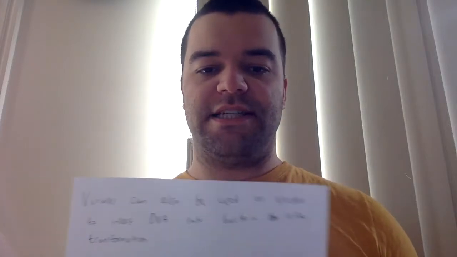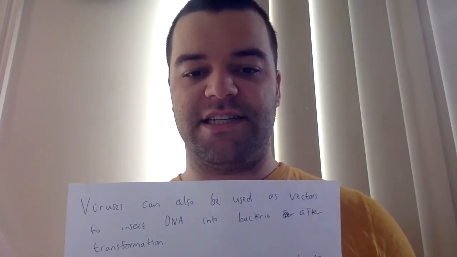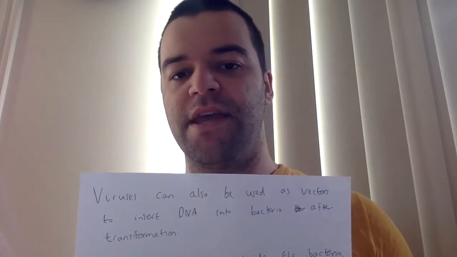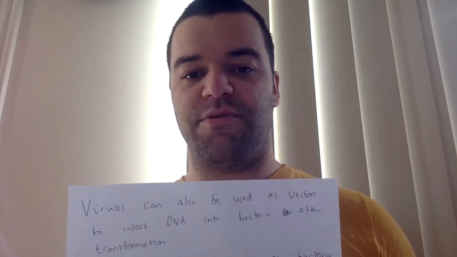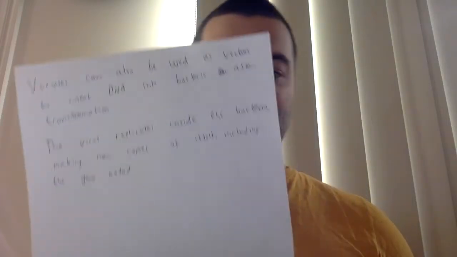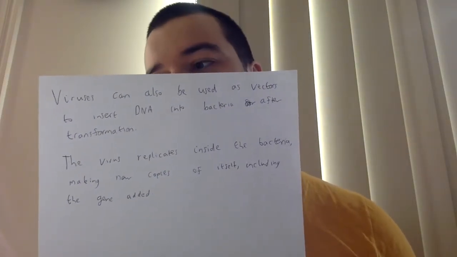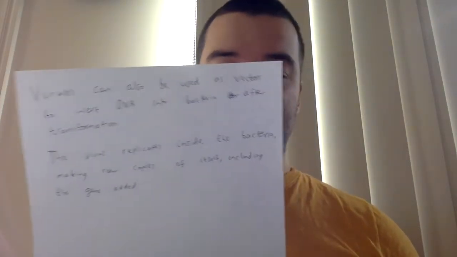And the final thing to touch on for today is that viruses can also be used as vectors to insert DNA into a bacteria after transformation. So we can put DNA into a virus. The virus will then insert its DNA into a bacterium, and it will use the machinery of that bacterium to replicate. And as it does so, it produces new copies of the gene as it goes. There is a diagram of that in your slides as well.